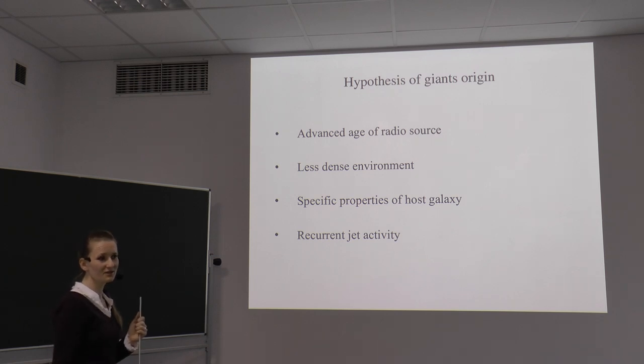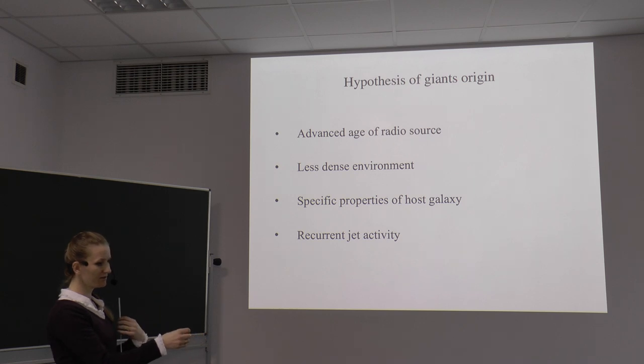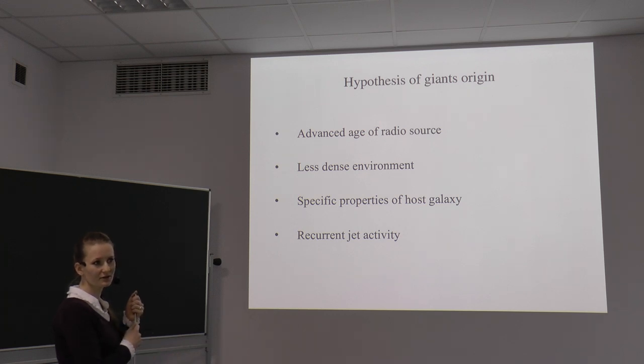Less dense also means that we have, for example, one isolated galaxy and no galaxies around it. This is also a measure of environment density. So in filaments, you have a lot of galaxies.